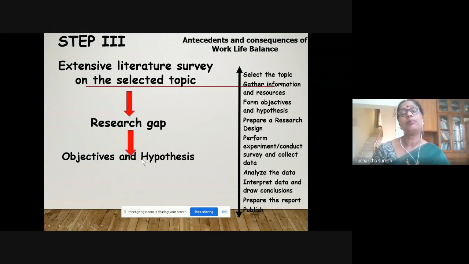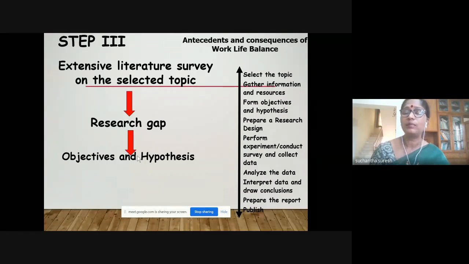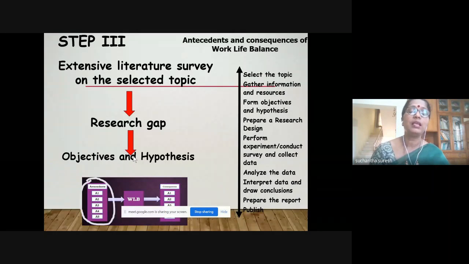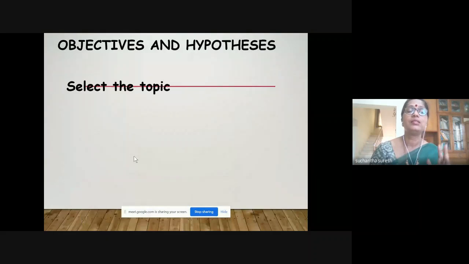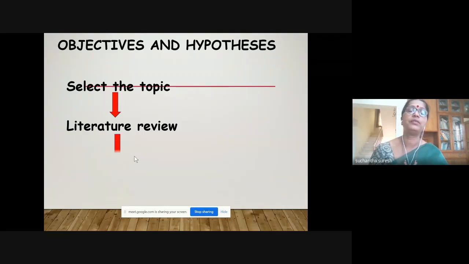So objectives and hypotheses we can draw or derive after reading a lot of literature. All right. So this is basic, and then discuss with the experts, or the guide. Then you finalize your objectives. All right. Here in my case, I found 3 objectives for my study. Understood? So selecting the topic, then we do the literature review, then we finalize our objectives.